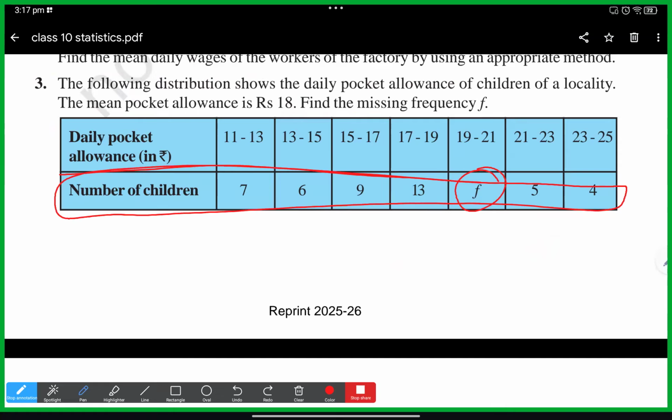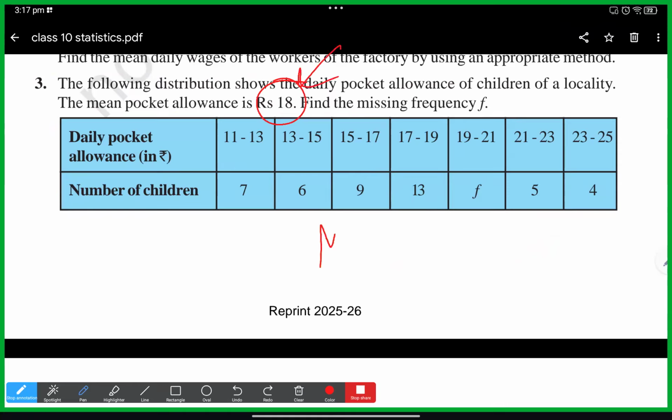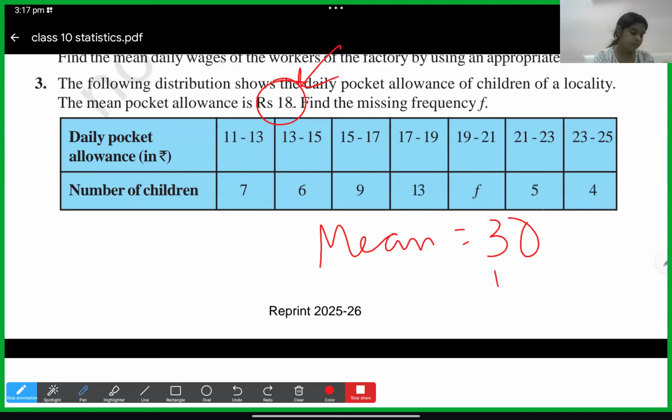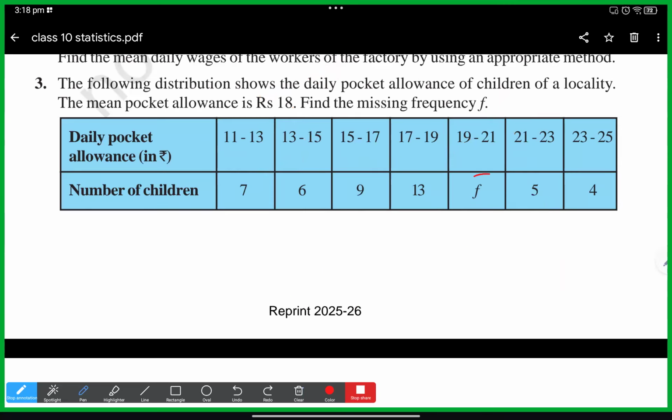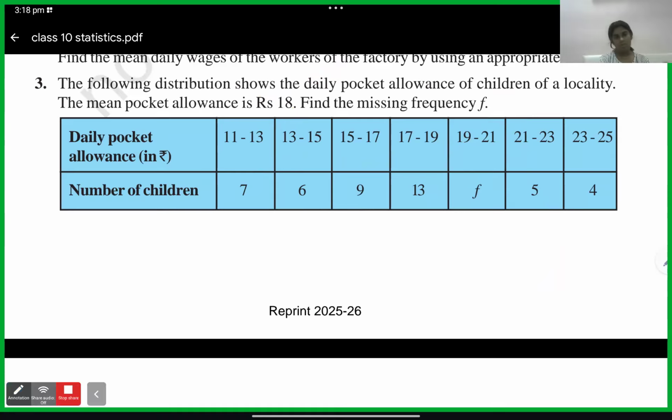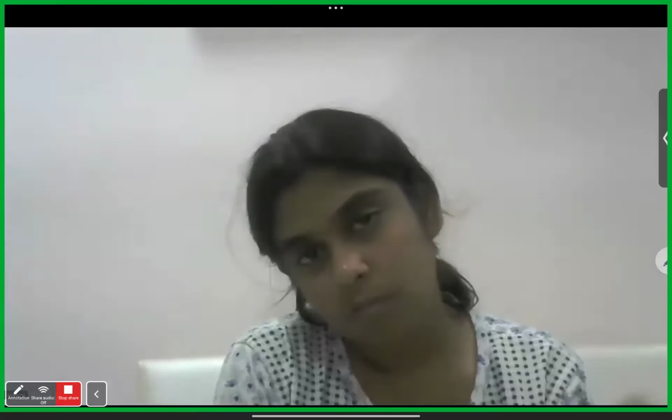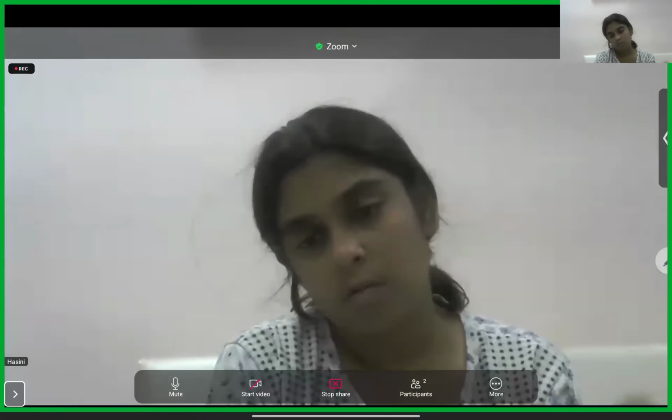So what we should do, Hasni, is equate the mean formula to 18, because generally in other questions we are finding the mean as some number, like 30 or 15. Here the mean is already given as 18. So we'll equate the mean to 18, write its formula, substitute the values, and find this unknown frequency. So this model is called the missing frequency model.